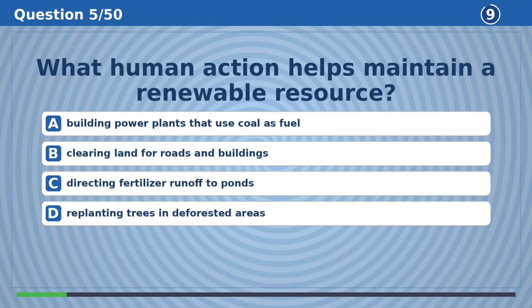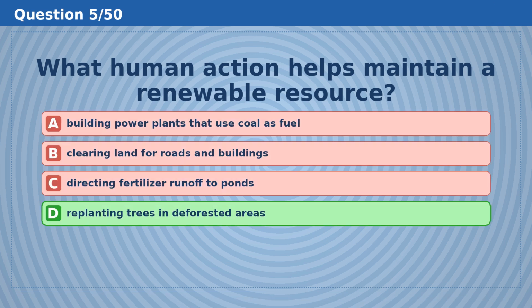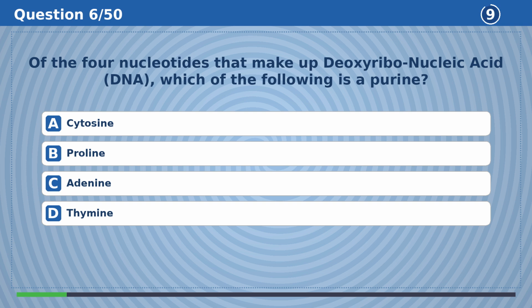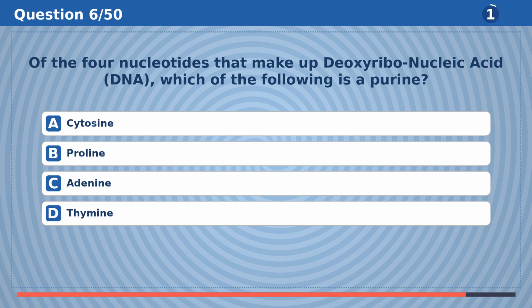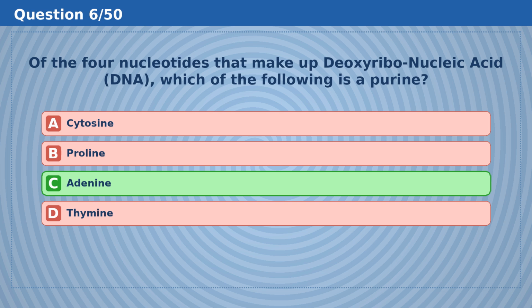What human action helps maintain a renewable resource? The answer is D. Replanting trees in deforested areas. Of the four nucleotides that make up deoxyribonucleic acid DNA, which of the following is a purine? The answer is C. Adenine.